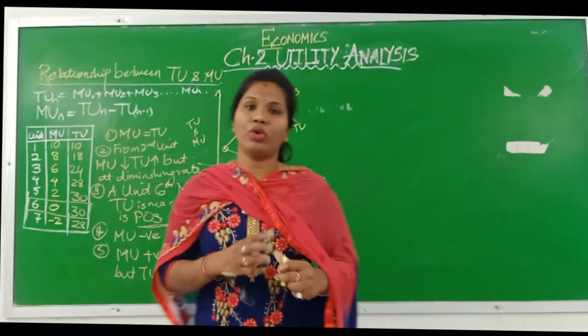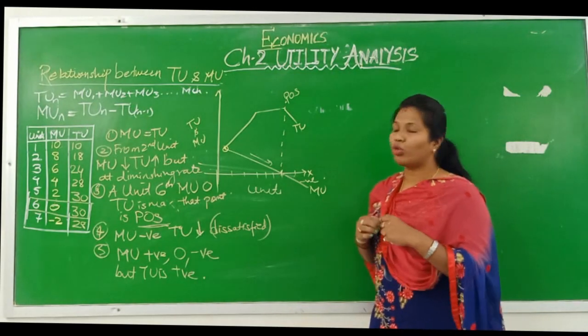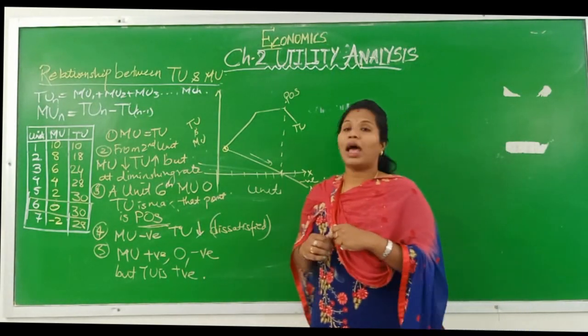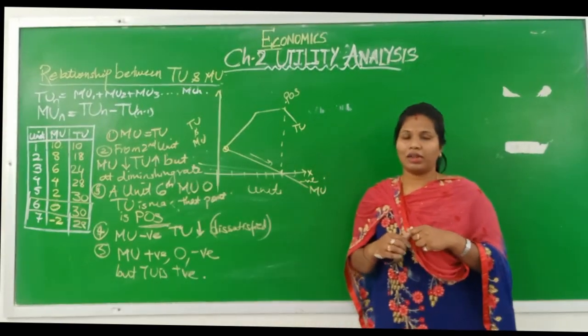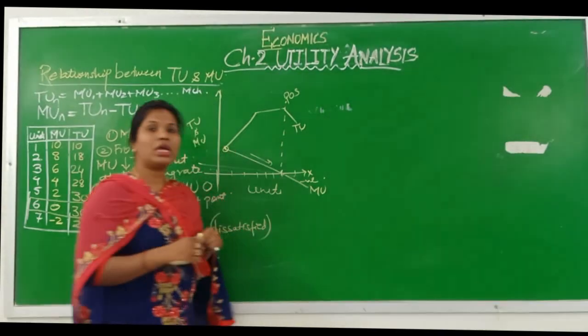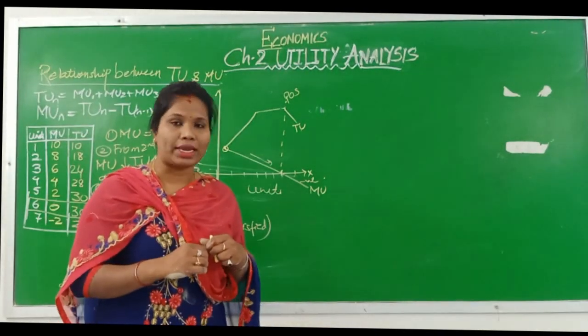Also, you have understood the topic very well in the revision. If you have doubt, you can ask me in the live session. I'll give you some time to read, understand once again. Then we will start with the law of DMU, that is law of diminishing marginal utility.